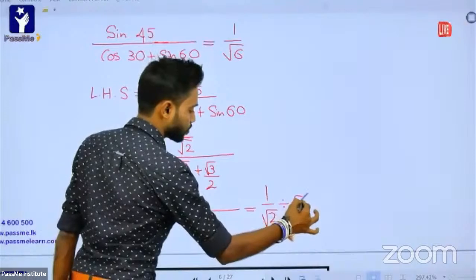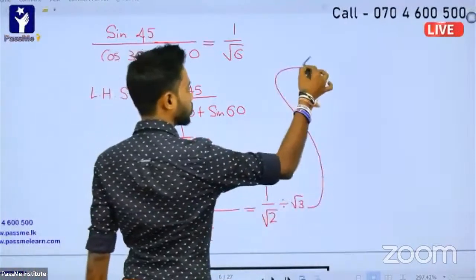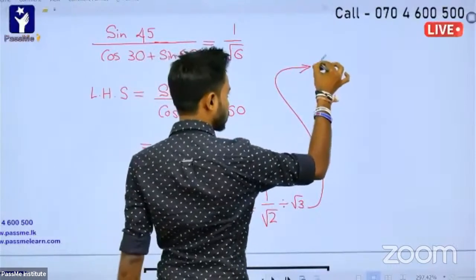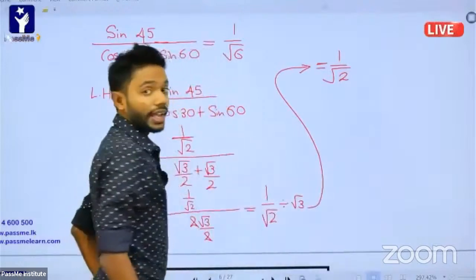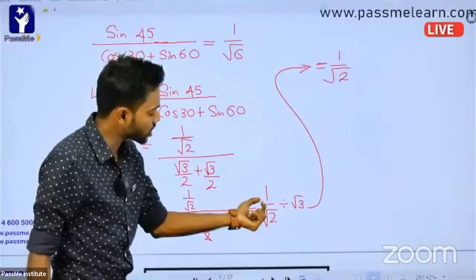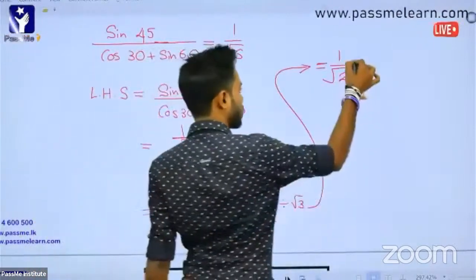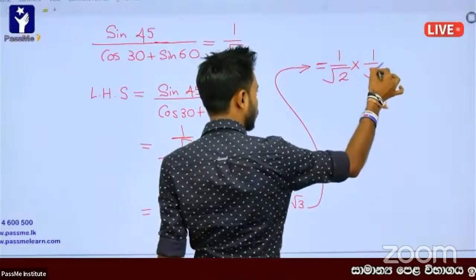Divided by root 3. Now, as you know from your mathematics knowledge, so 1 over root 2. Every time you can change the division sign to a multiplication sign, but you need to take the reciprocal. That means you have to take 1 over root 3.